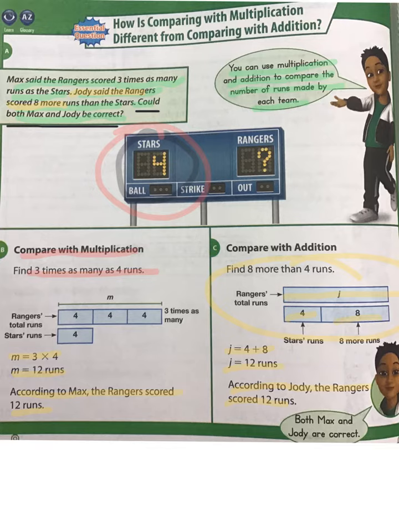So can they both be correct? Yes, absolutely, they both can. If you hear the word times as many, you know to either multiply or divide. But if you hear the word more, you know that you either need to add or subtract.